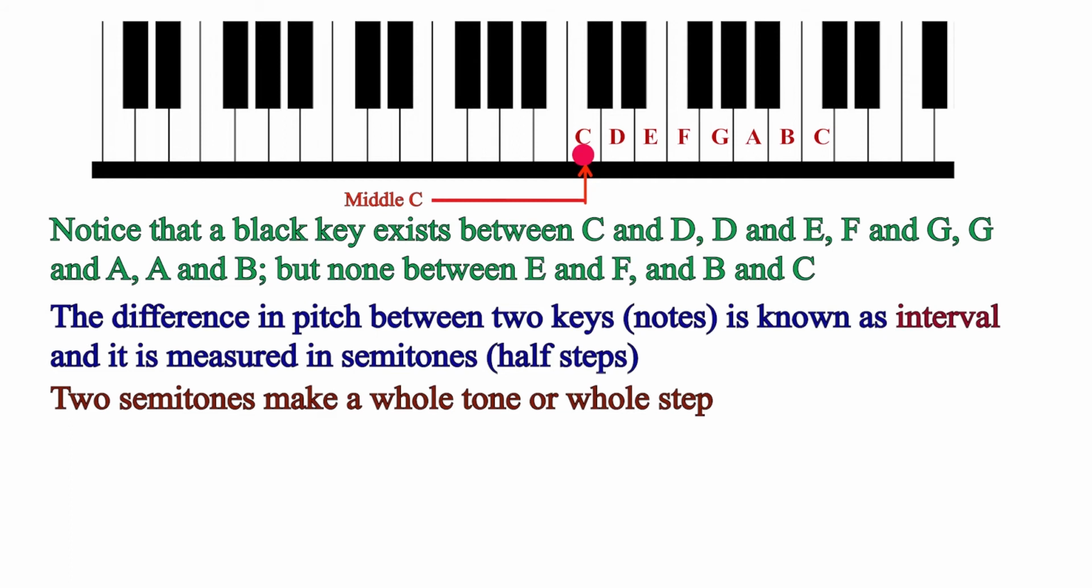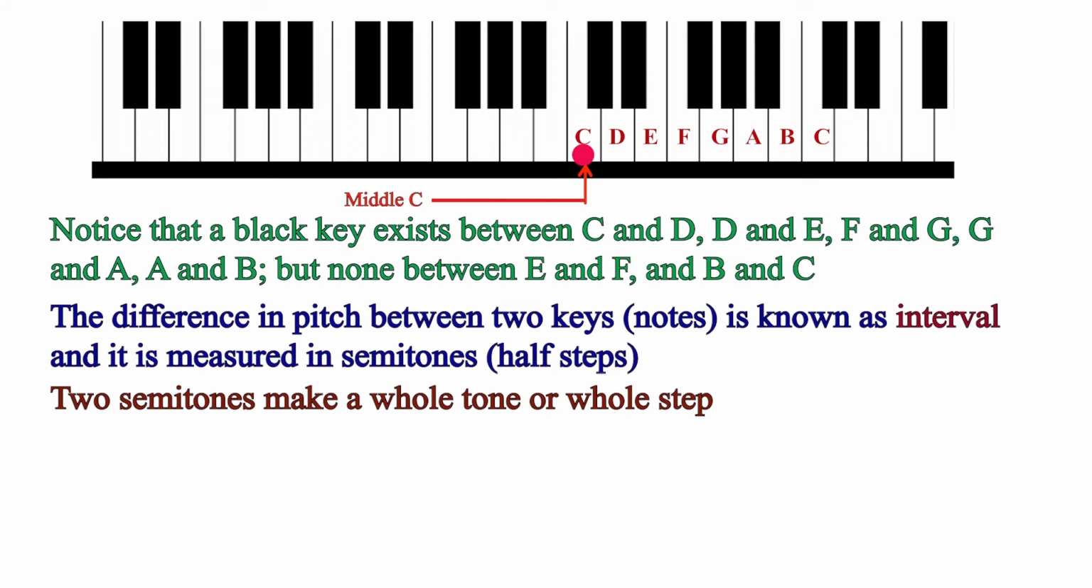Similarly, the pitch distance from D to the black note immediately to its right is a semitone, and from this black note to E is another semitone. Thus, the pitch distance from D to E is 2 semitones or a whole tone.